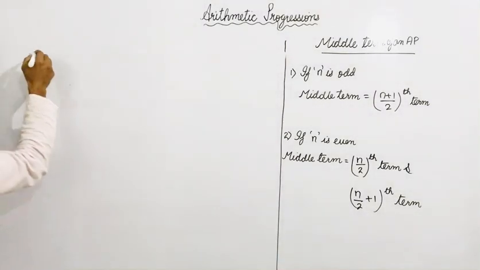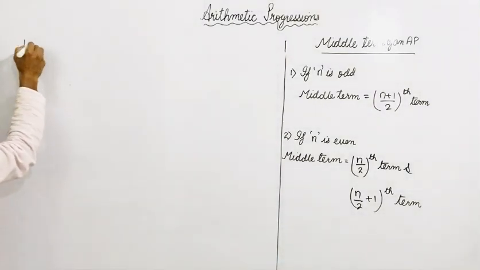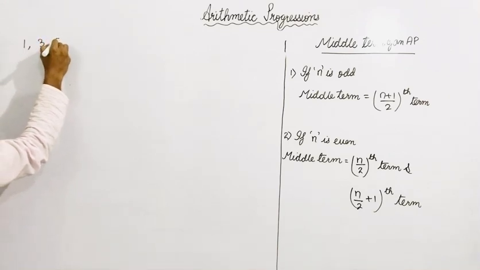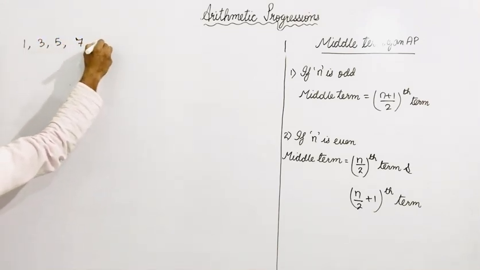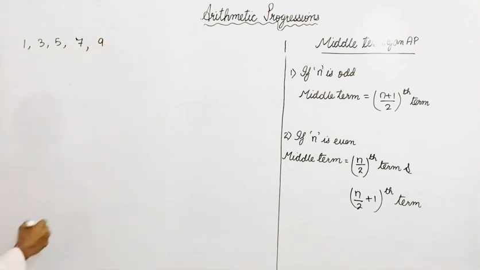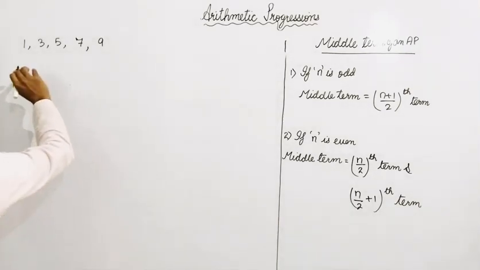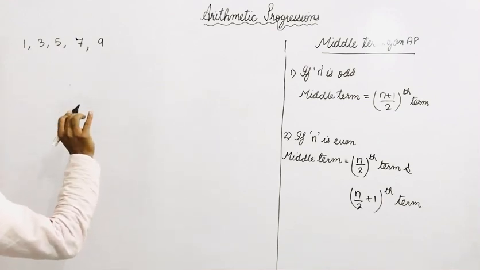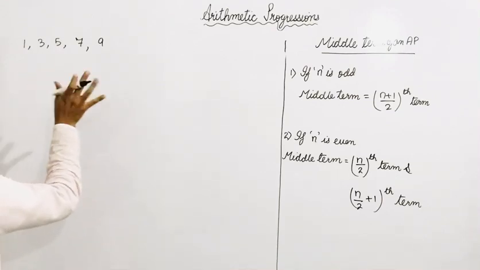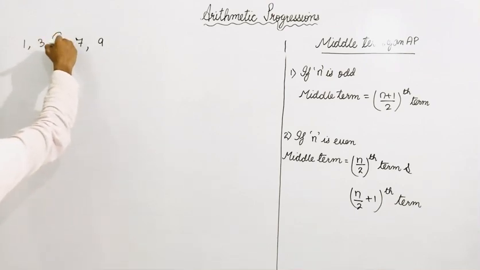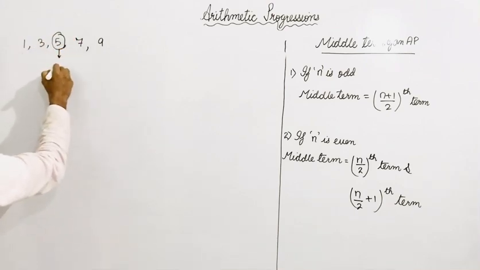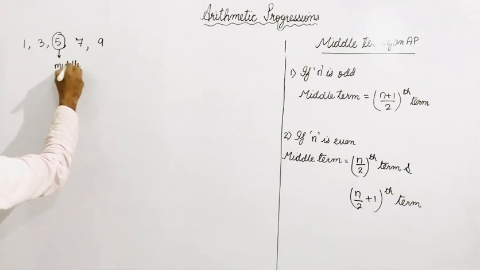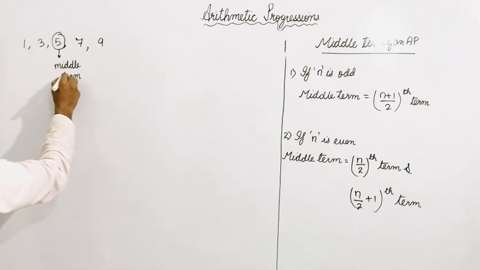For example, I have written here an AP: 1, 3, 5, 7, 9. What is the middle term of this AP? First of all, what you need to know is the value of n. Since this is very small, we can tell it directly that 5 is the middle term.